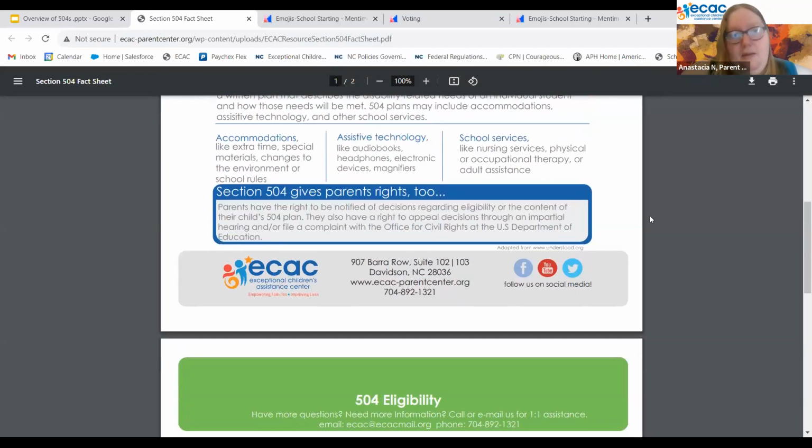And again, it looks at accommodations and assistive technology. And remember, assistive technology is not always high tech. We're not always talking about voice to text devices or fancy iPads. Sometimes we're talking about a magnifying glass because the text is too small. Sometimes we're talking about a calculator, or a recorder, like a little tape recorder.